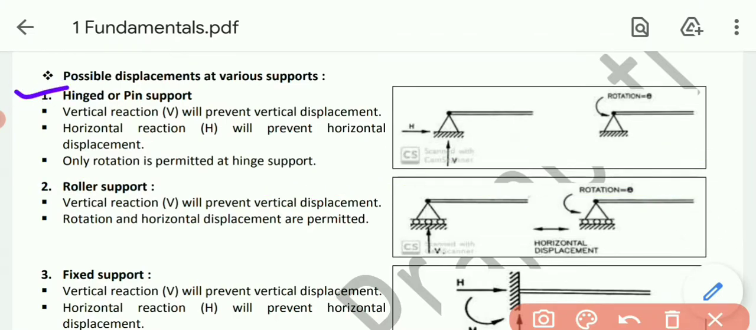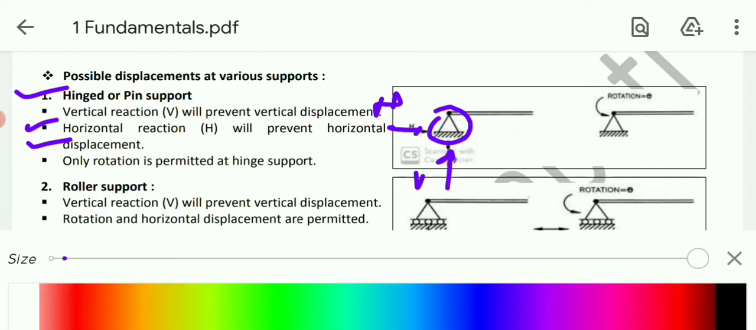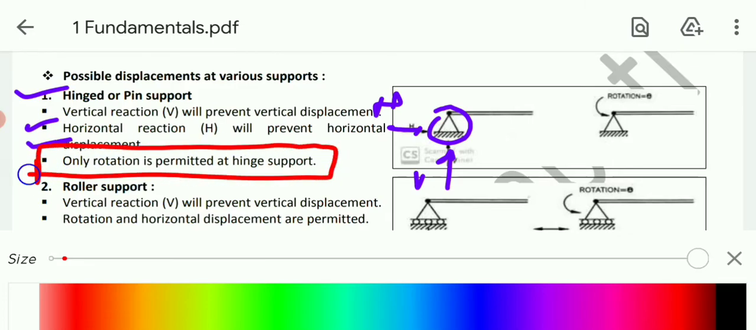So first one, hinge or pin support. Now we know that in hinge support only two reactions produce, that is horizontal as well as vertical. So see, vertical will prevent the vertical displacement while horizontal reaction will prevent the horizontal displacement. Okay, but what about rotation? In this case only the rotation is allowed for the hinge support.